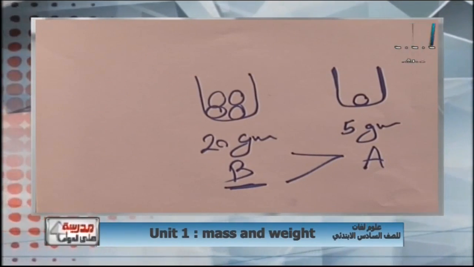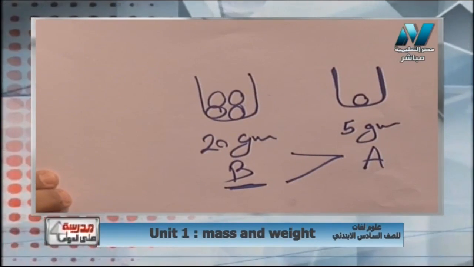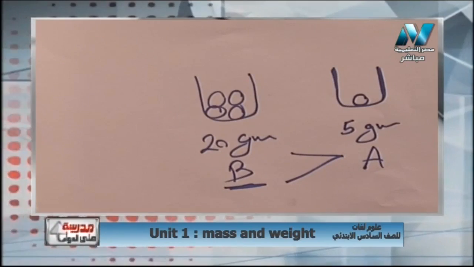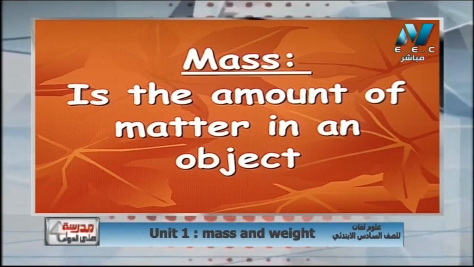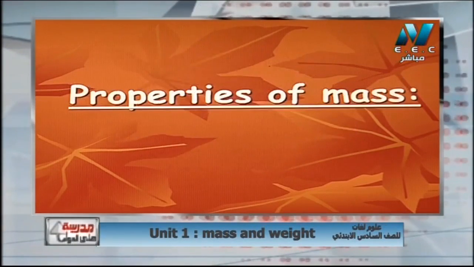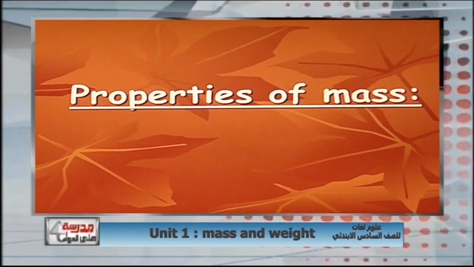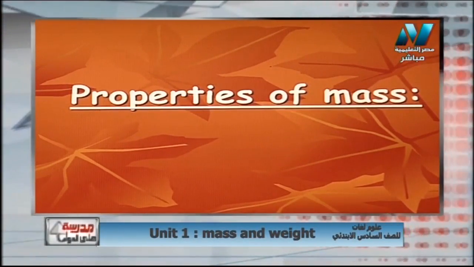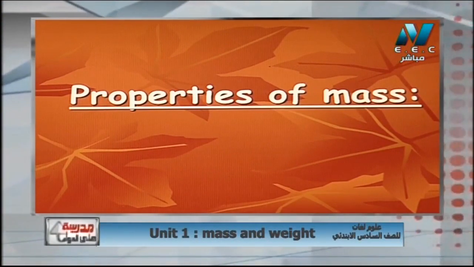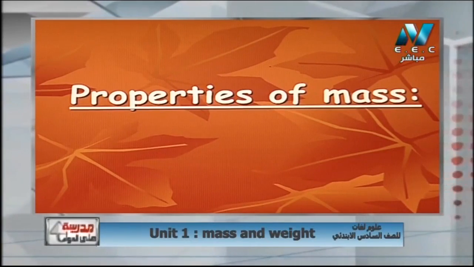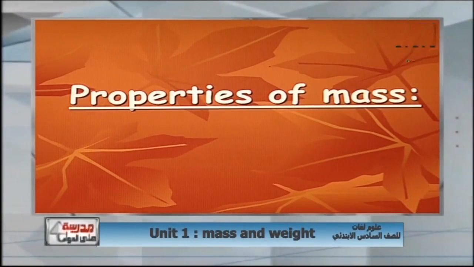So again, what is the definition of mass? What's meant by mass? Mass is the amount of matter in an object. الماس هي كمية المادة اللي موجودة في الشيء. So now let's study the properties of mass. To know well the differences between mass and weight, we need to study all the properties of mass and also all the properties of weight.